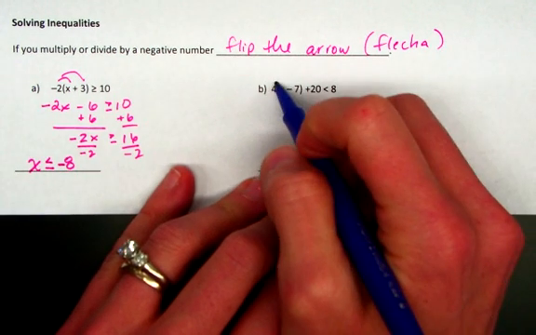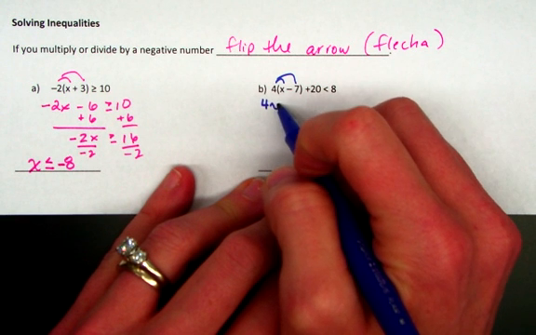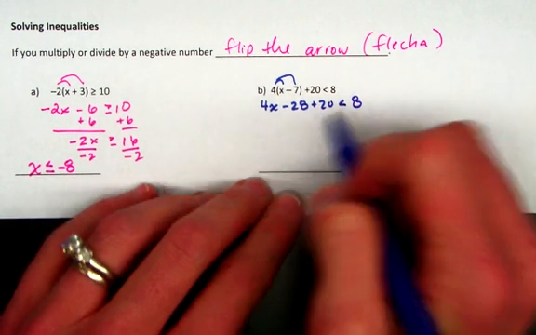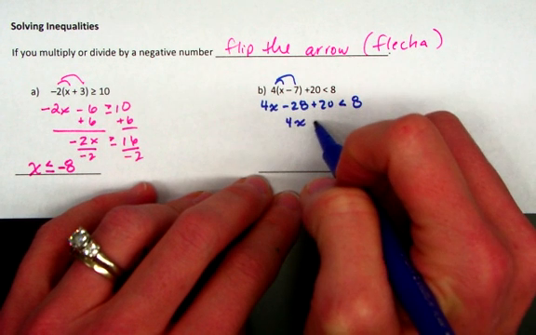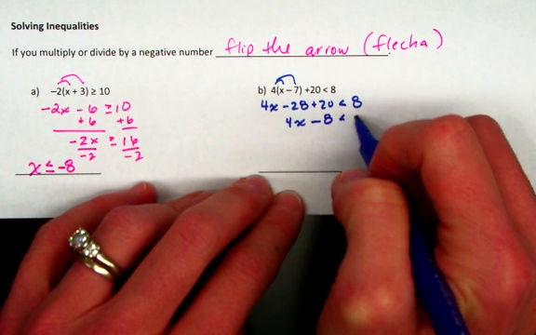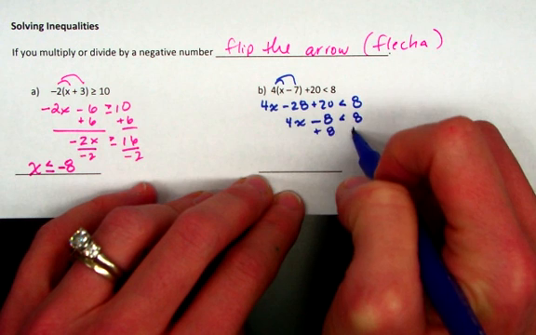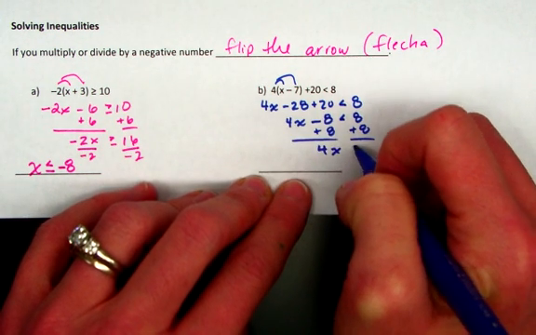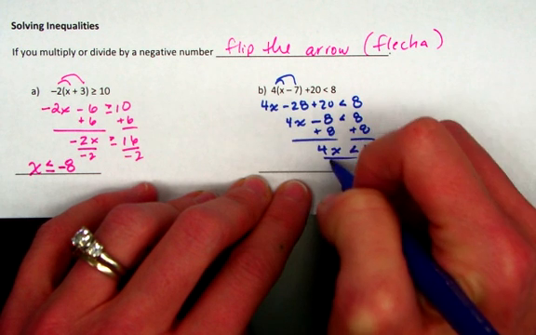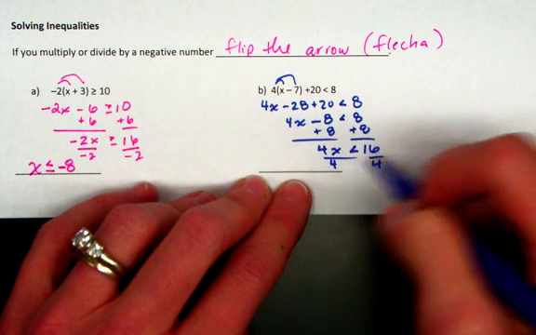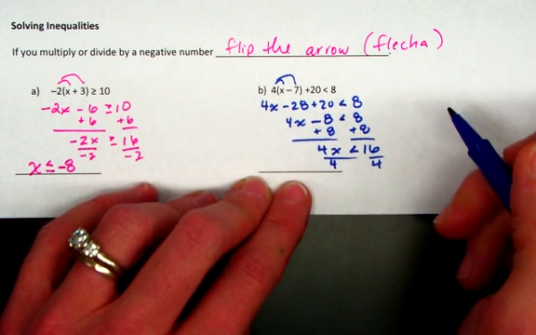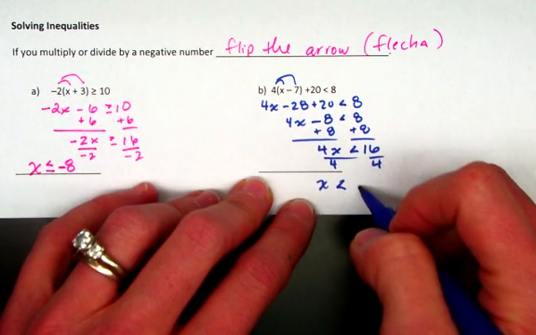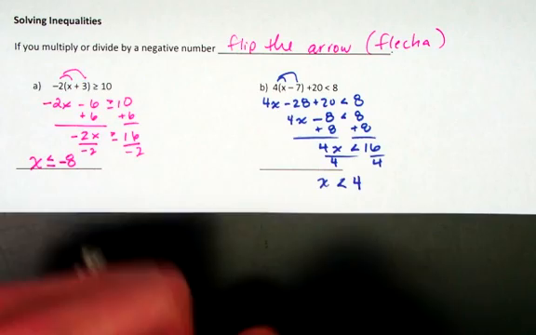What we're going to do here is go ahead and start by distributing. So we're left with 4x minus 28 plus 20 is less than 8. When we combine like terms, we get 4x minus 8 is less than 8. Add 8 to both sides. So 4x is less than 16. Now notice here when we divide, we're dividing by a positive 4. Okay? Because that's a positive 4, then we can go ahead and keep the sign the same. So it is x less than 4.